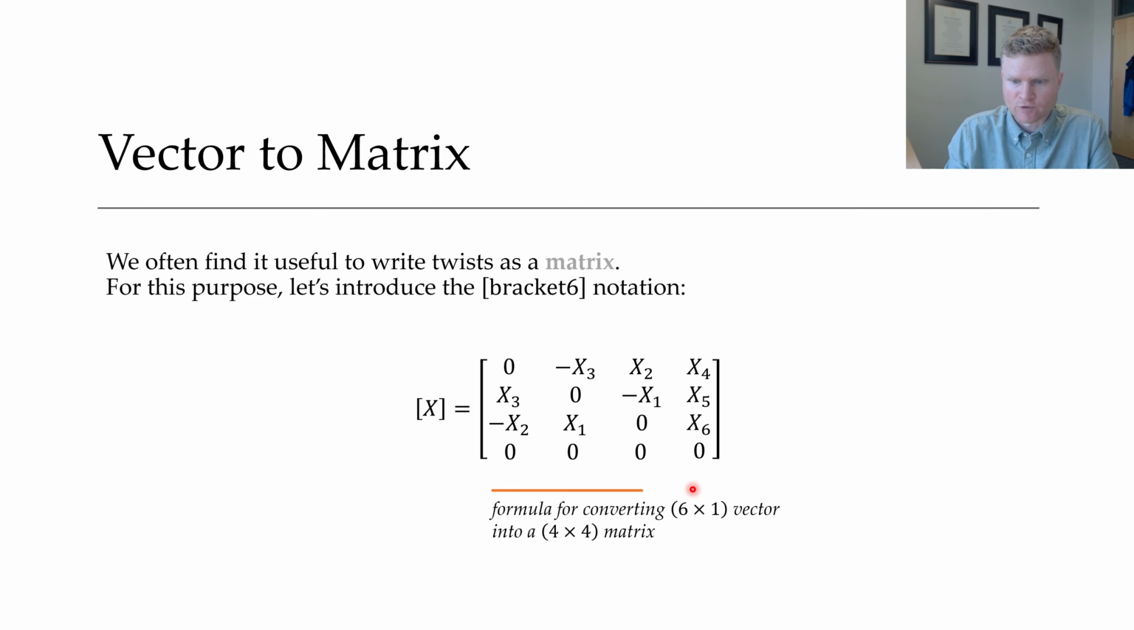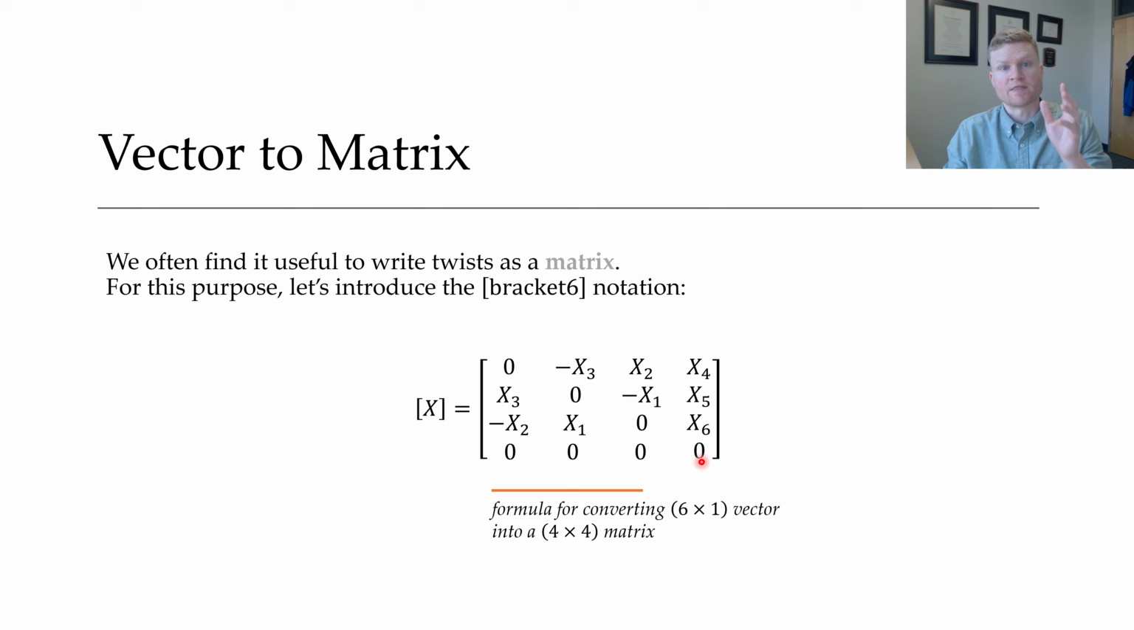And here's my definition for the bracket 6 operator. So let's say x is my 6-dimensional vector. The bracket of x is going to be shown here on the right. And if you look at this a little bit carefully, you can see that on the top left, that is my skew symmetric matrix with the first, second, and third elements of x now written into a skew symmetric matrix. Then over here, the fourth, fifth, and sixth elements of x, those are just written right here. And then the bottom is 0, 0, 0, 0.